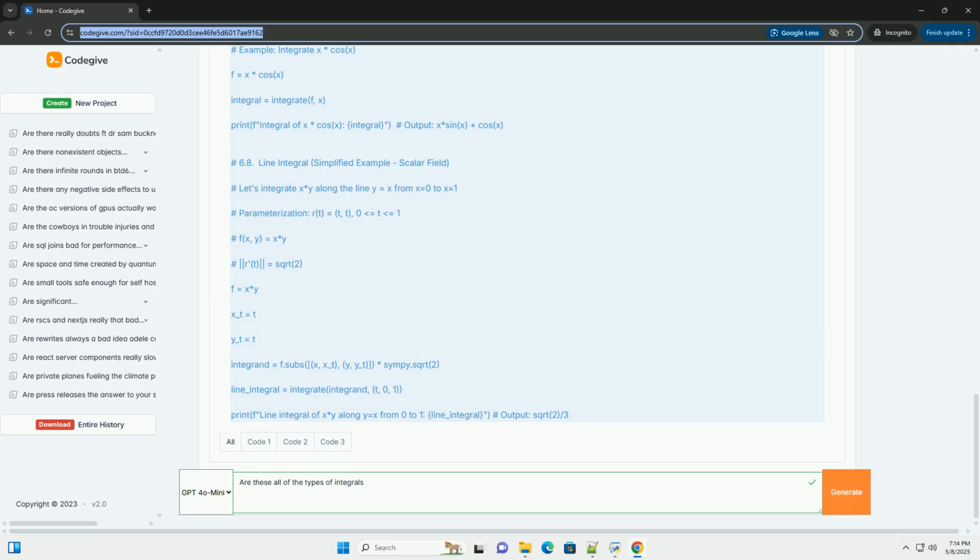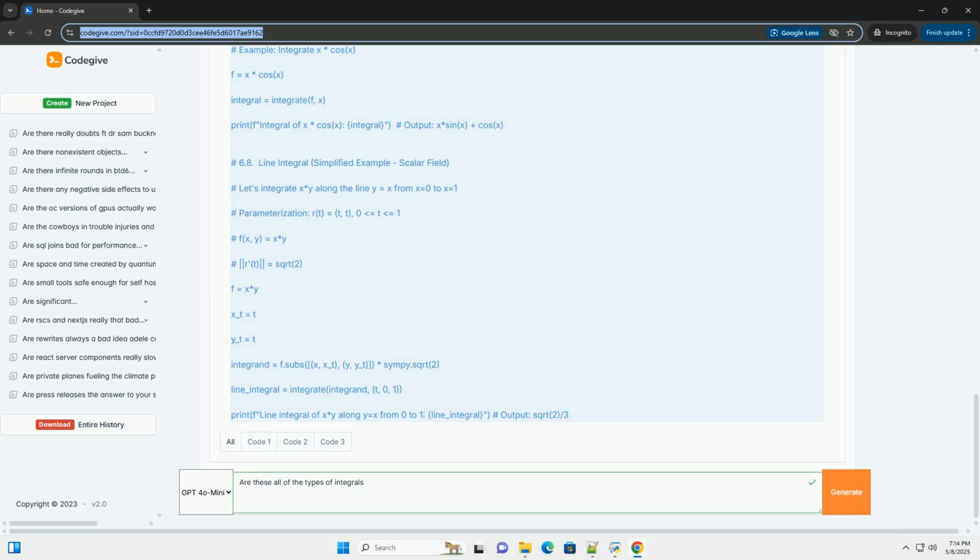3.2. Indefinite integrals. Definition: an indefinite integral does not have specific limits of integration. It represents the family of all antiderivatives of the integrand. The integral of f(x) dx equals F(x) plus C, where F(x) is an antiderivative of f(x), and C is the constant of integration. The result is a function.